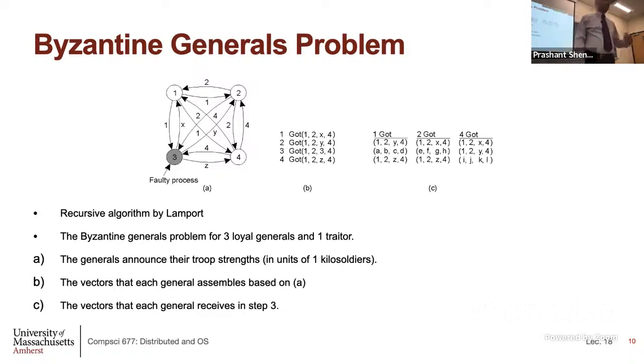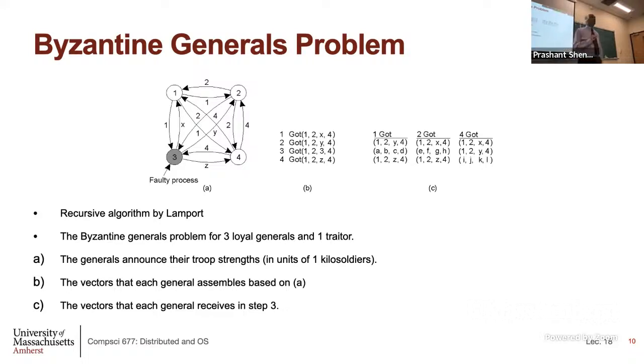After the second round, this is what each of them would have received. One would have gotten 1, 2, Y, 4 from 2. It would have gotten A, B, C, D from 3. It would have gotten 1, 2, Z, 4 from 4. And so on.